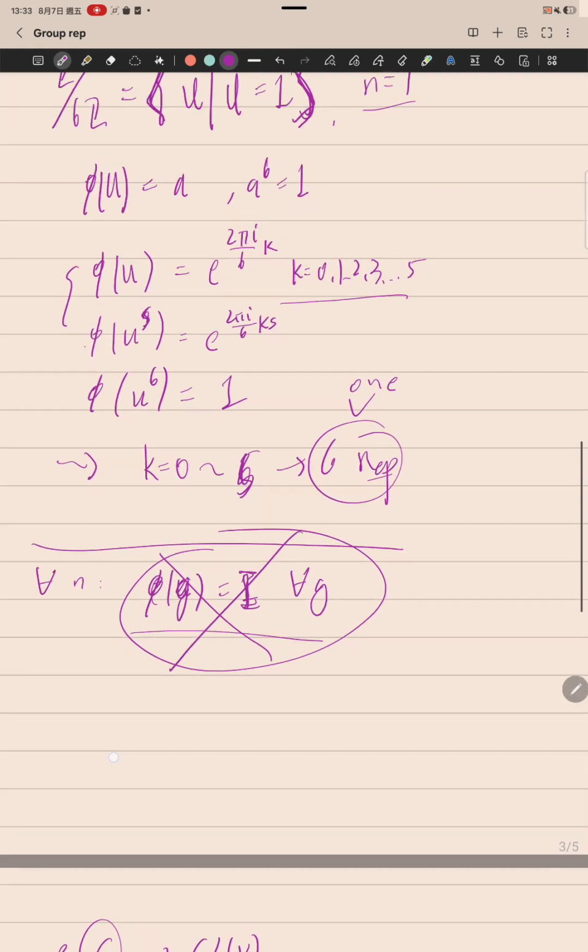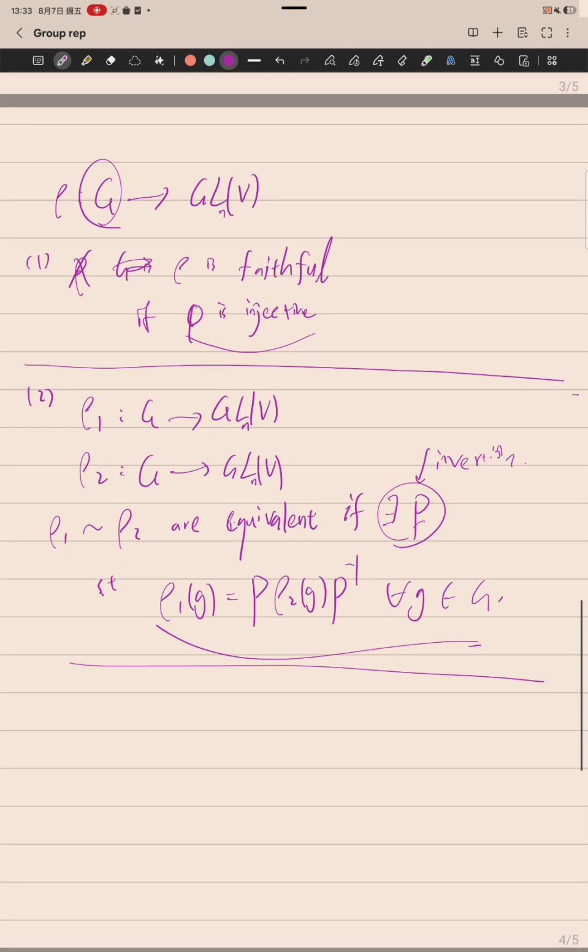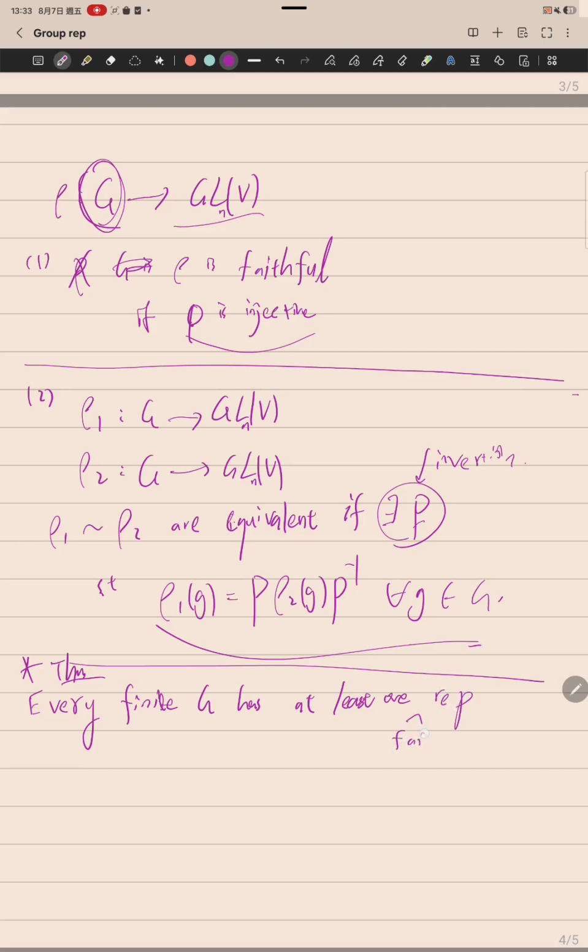Now I want to claim that every finite group has a faithful representation, and this also constructs at least one representation of the group. So this is a theorem: every finite G has at least one representation, one faithful representation, which is finite dimensional.